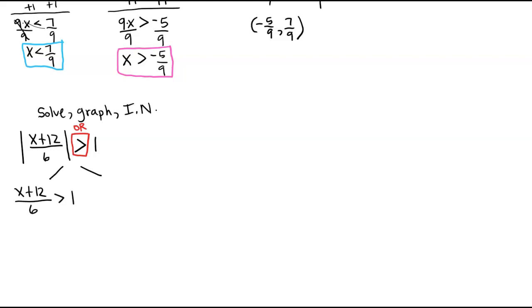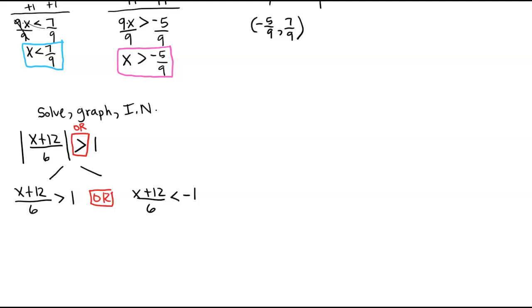All right, so my first statement is x plus 12 all divided by 6 is greater than 1. All right, and then I'm going to put this or in red to make sure it stands out. Or, because this is going to be an or statement. All right, x plus 12 divided by 6 is less than negative 1. All right, so we had to flip the inequality, change that number to its opposite. Okay, so now let's solve these down.